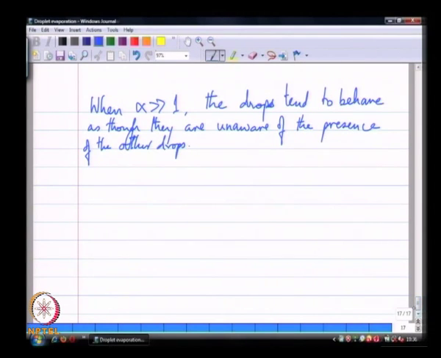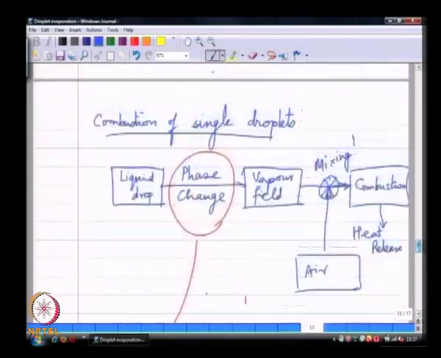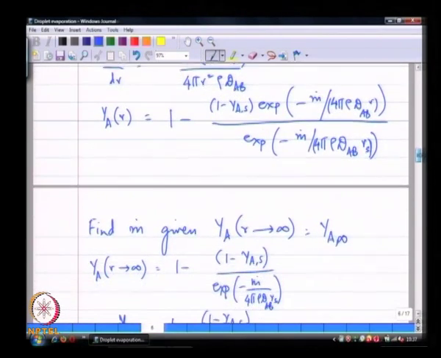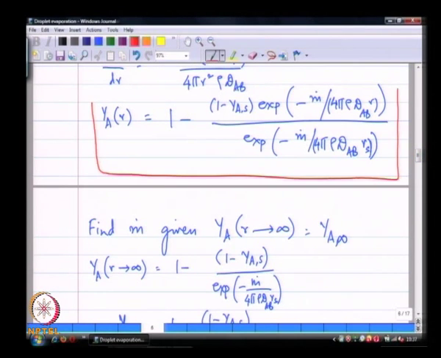Another way to think of this is, if I take an individual drop of some diameter d0, and I plot the mass fraction as a function of the radial distance, I am going to create an exponentially decreasing mass fraction, and I am going to assume for a moment that yA infinity is 0. So, if I plot yA as a function of the radial distance, I have an exponentially decaying distribution, and that comes from my earlier relationship that I had derived, which is given by this relationship. This is my yA as a function of the radial position. You can look at this, there is an exponential decay of yA as a function of the radial position.